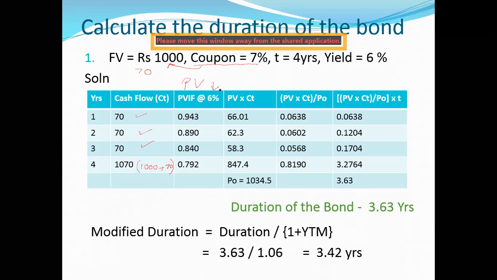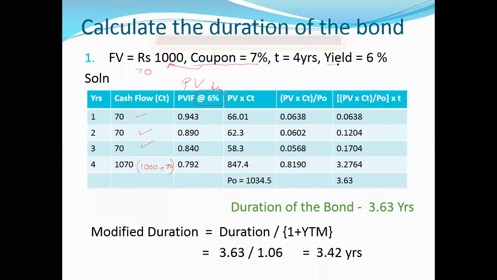Now, why have I taken 6%? I should have already taken 7%, right? But why did I take 6%? Because 6% is the minimum yield that I expect. In other words, this is my required rate of return, my ROR. So it can be termed as yield. It can be termed as the required rate of return.